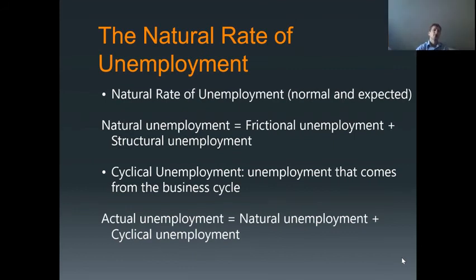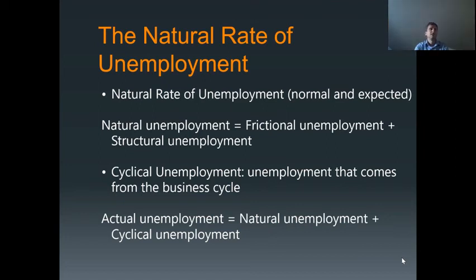Now, together, the frictional and structural unemployment is the natural rate of unemployment. This is expected. We always expect a certain amount of natural unemployment. Now, you can change the natural rate of unemployment over time. Certain things do help with it. For instance, better job search capabilities that came around with the internet greatly reduced frictional unemployment because it's much easier to find jobs.